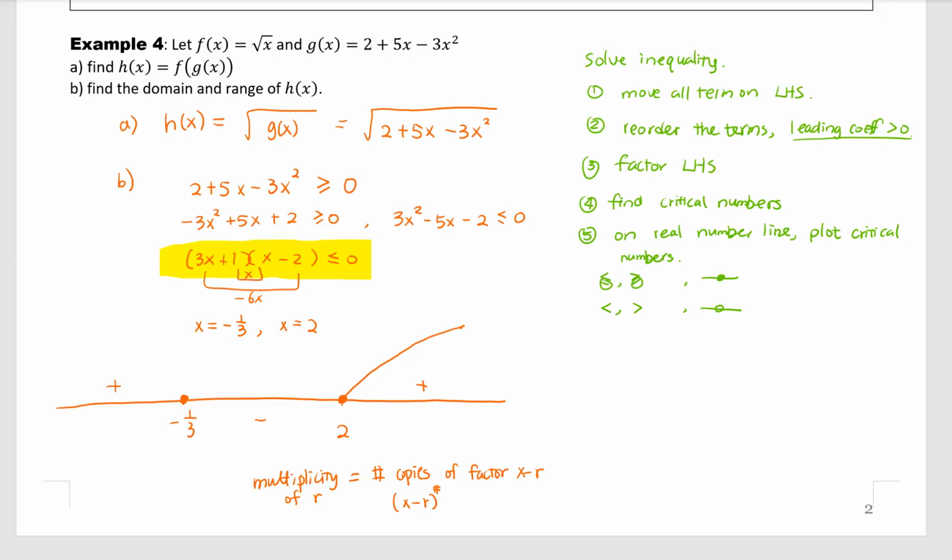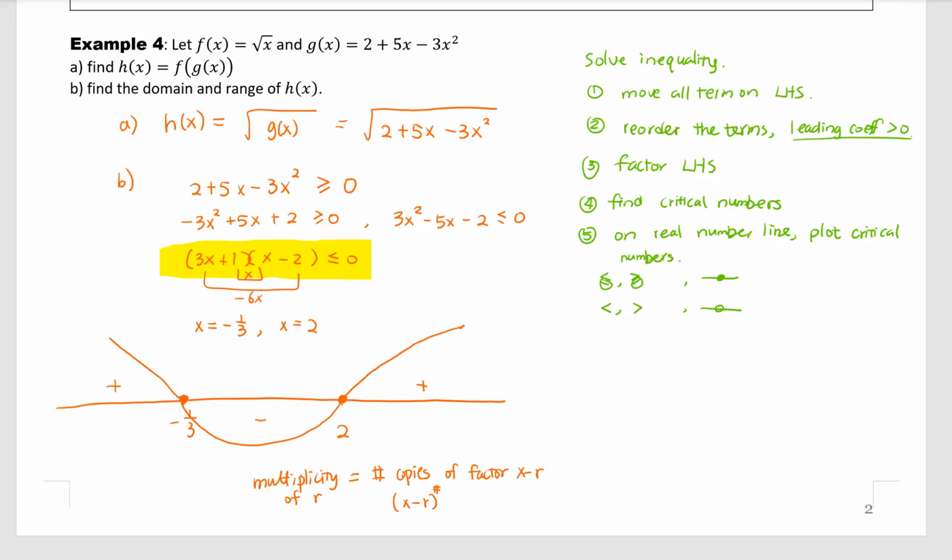So you can see 2 corresponds to the factor x minus 2. But x minus 2 is to the power of 1. 1 is odd. When the multiplicity is odd, then you cross the x-axis. And then negative 1/3, you can see the multiplicity is 1, which is also odd. So when it's odd, then you just cross it. So that's why you can see this is positive, this is negative, and this is positive as well. So far, so good. So this is the second method.